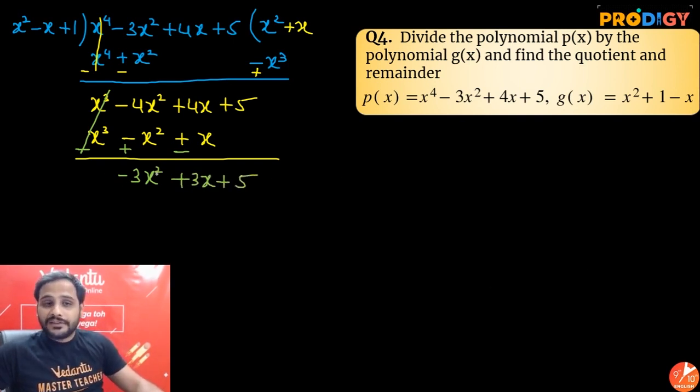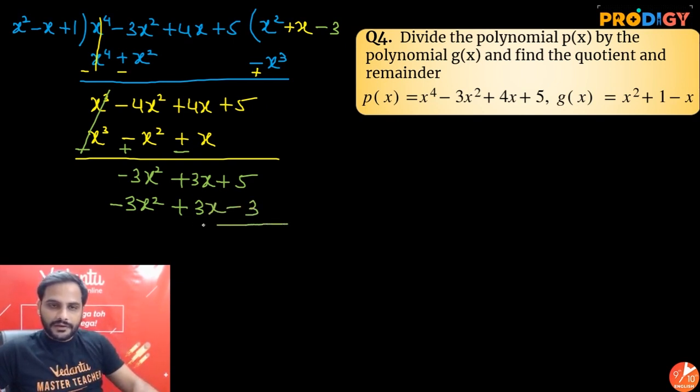How do I create minus 3x square from x square? Multiply with minus 3. So minus 3x square, minus 3 into minus x is plus 3x, negative into negative is positive, and minus 3 into 1 is minus 3. Again I will change the signs. It will become plus, minus, plus. This got cancelled. This got cancelled. 5 plus 3 is 8.